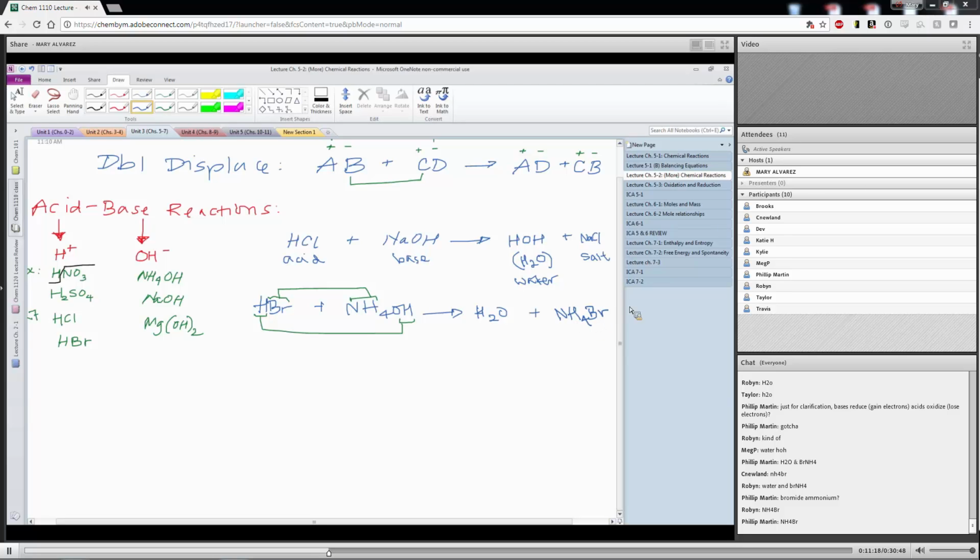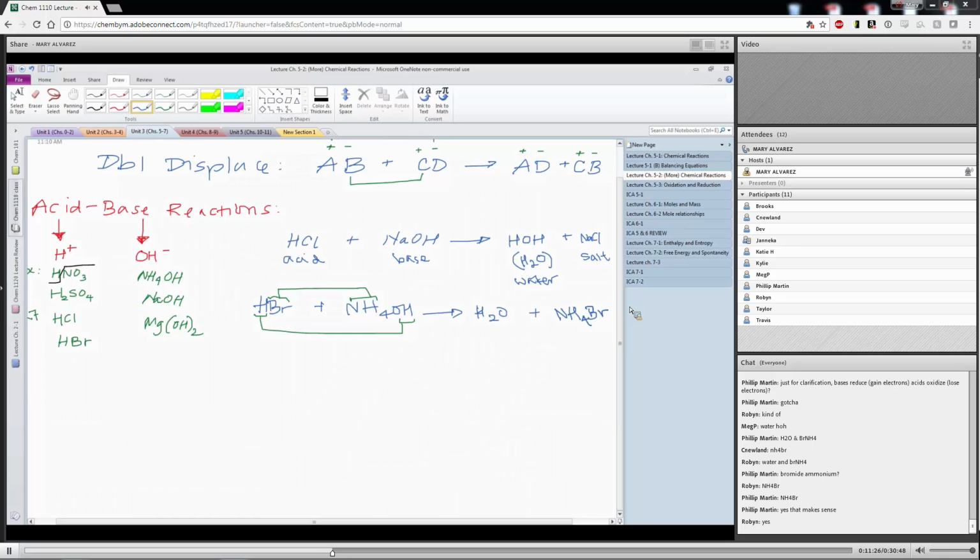Or ammonium bromide. Does that sound nicer? Do you guys feel more comfortable with ammonium bromide? You guys kind of were like, bromide ammonium? That seems like it should be. But as soon as you call it ammonium bromide instead, then it sounds right, because that's what you've heard. You've always heard cation before the anion. So perfect. That's exactly right. We made water and ammonium bromide.